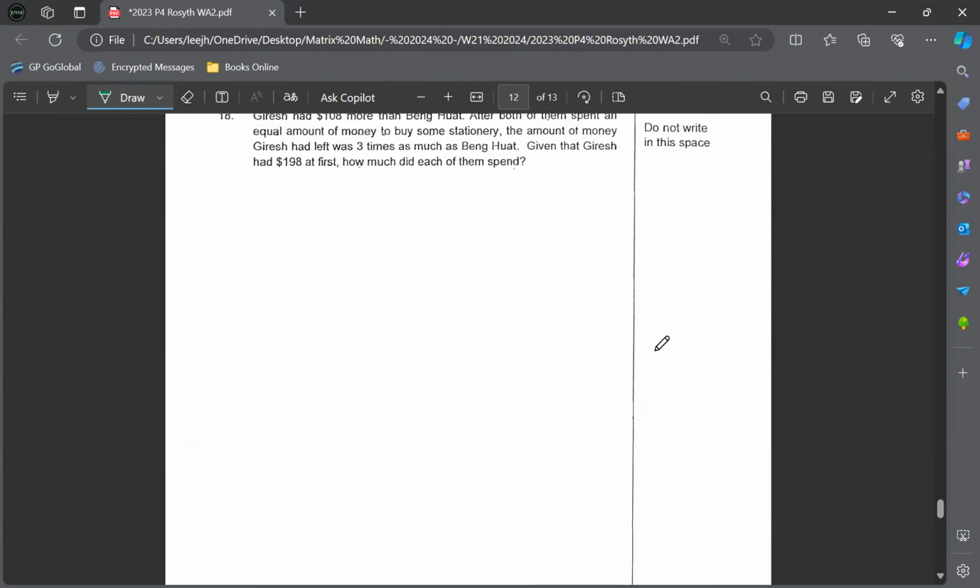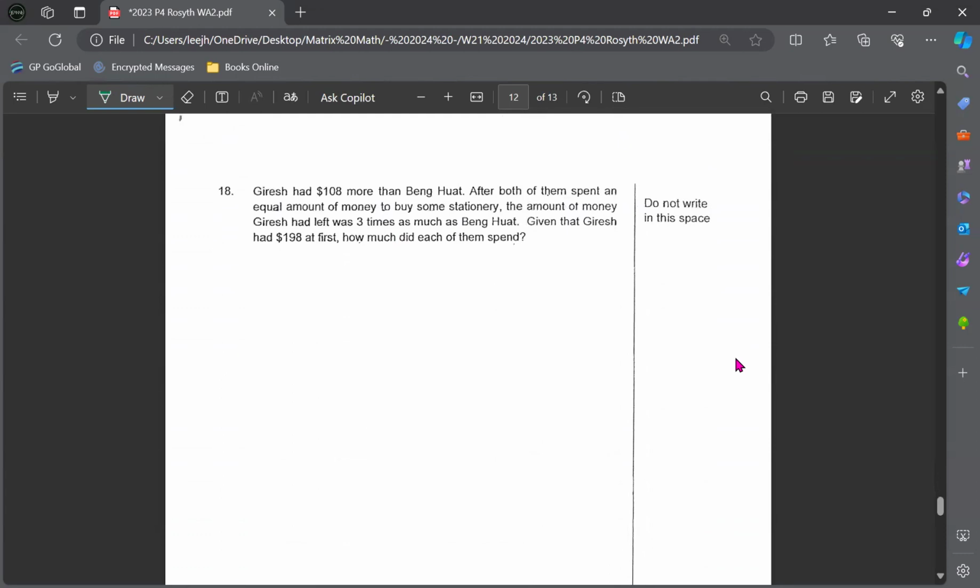Question number 18. Jirash had 108 more than Bing Huat. After both of them spent an equal amount of money to buy some stationery, the amount of money Jirash had left was 3 times as much as Bing Huat. Given that Jirash had $198 at first, how much did each of them spend?